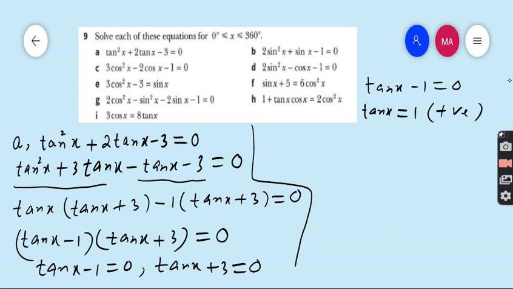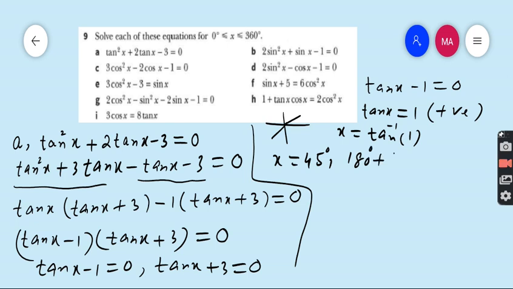This is positive, and tan is positive in the first and in the third quadrant. So finding the value of tan in the first quadrant, tan inverse 1, by using a scientific calculator, you will have 45 degrees, and the other value in the third quadrant you can find by adding 45 to 180. This will give you 225 degrees. So for this equation we have two angles, 45 and 225.